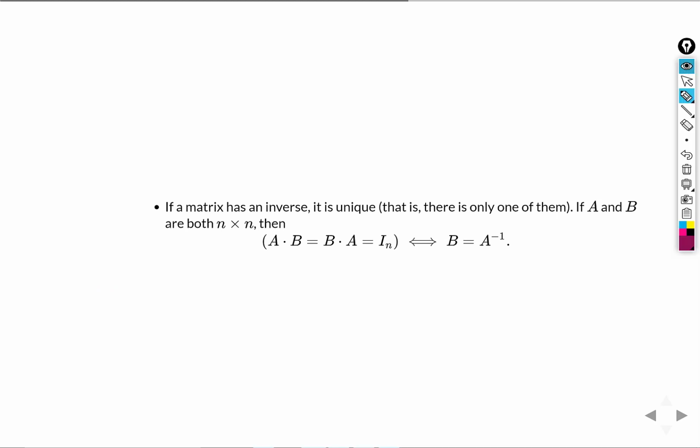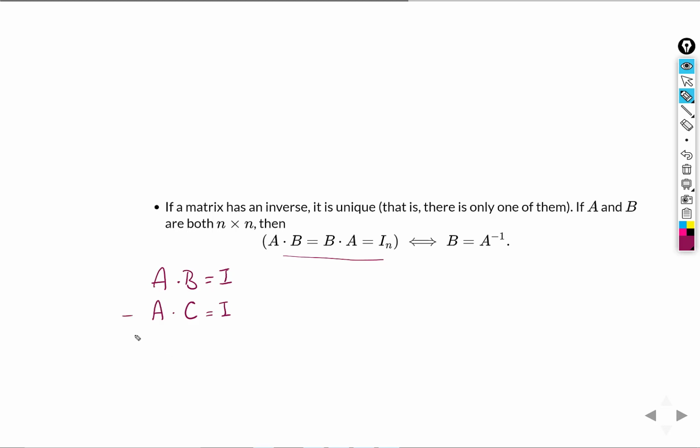If a matrix has an inverse, its inverse is unique. That means that there's only one of them. So therefore, if A times B equals B times A equals the identity, then B must be the inverse of A. To see why, suppose A times B equals the identity and A times C also equals the identity, meaning C and B both are inverse matrices for A.